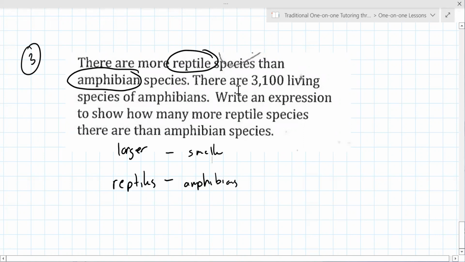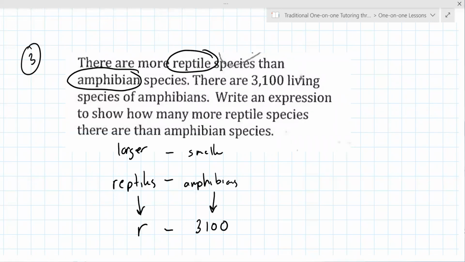Okay. Which are they giving you? It says there are 3,100 living species of amphibians. They're giving you the amphibians. Yeah. And there are more reptile species than amphibian species, but it doesn't specify if there are 3 times as many. There are just one more species, or there is 10 times as many. It doesn't specify. Yeah, that's a good point.